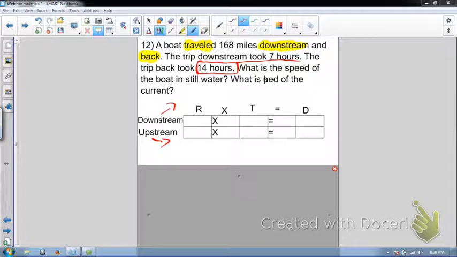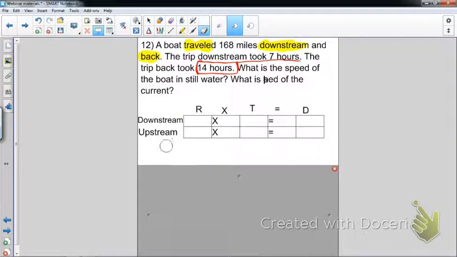So let me write the two pieces of information that we need to know. We need to know that if we're going downstream, now it makes sense, doesn't it? If we're going downstream, that means that we have the rate of the boat, meaning the speed of the boat, plus the speed of the current. You have to understand that. Then going upstream, we have the rate or the speed of the boat, but now you're going against the current, so it's going to be minus c on that part.